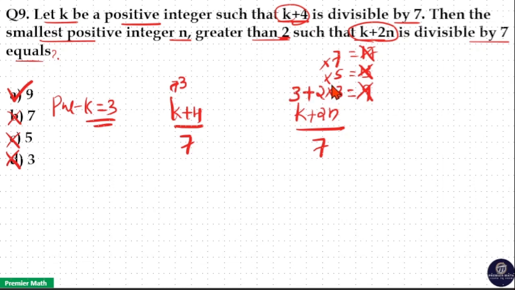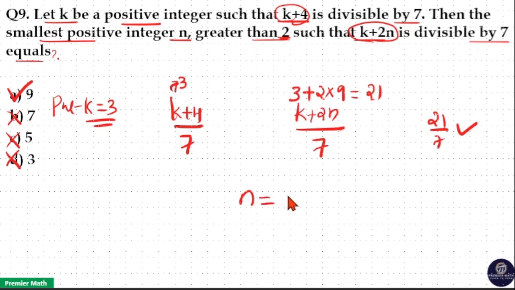That is, here 3 plus 2 into 9 is 21. 21 is divisible by 7. So option A is your answer. That is, smallest value of n is 9 here.